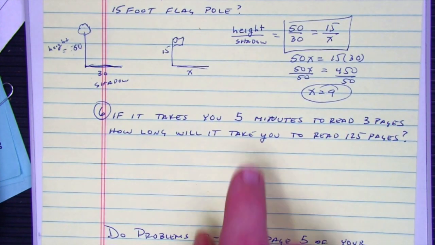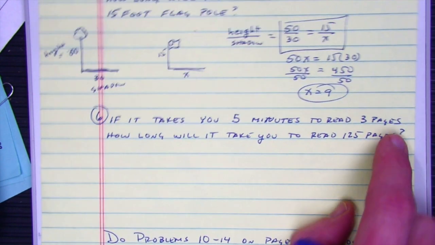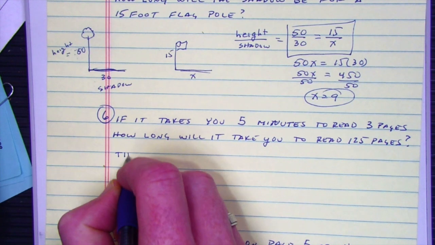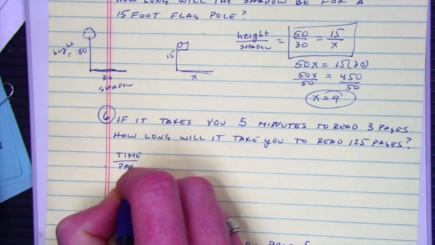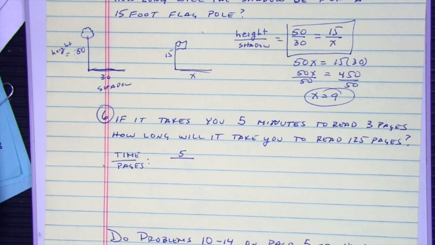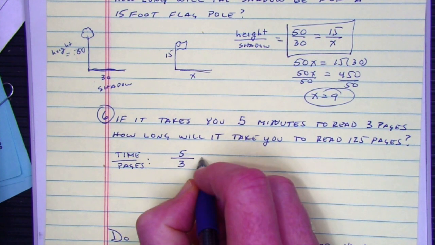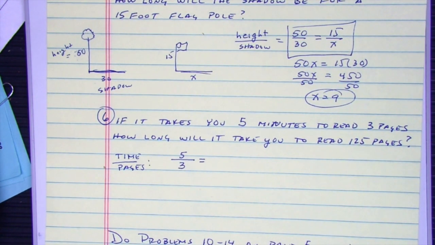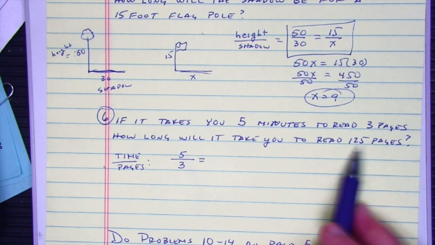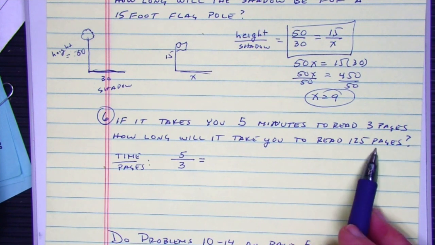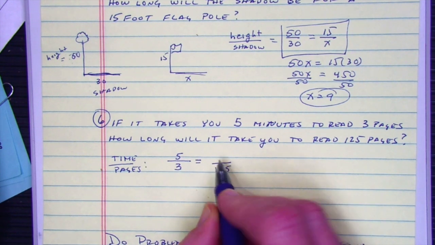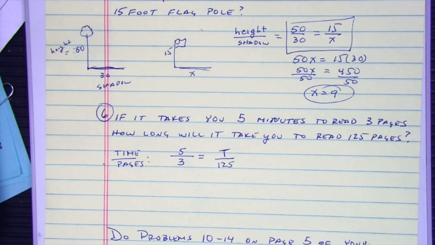The last one says, if it takes you 5 minutes to read 3 pages, how long will it take you to read 125 pages? So we have time over pages. If I keep that consistent, it was 5 over how many pages? 3. That's given to us. Then how long will it take you to read 125 pages? This is a number of pages, so we have to figure out whether it goes on the top or the bottom. It's going to go on the bottom because these were pages. And we're trying to find the time, so I'm going to call it t, for time.